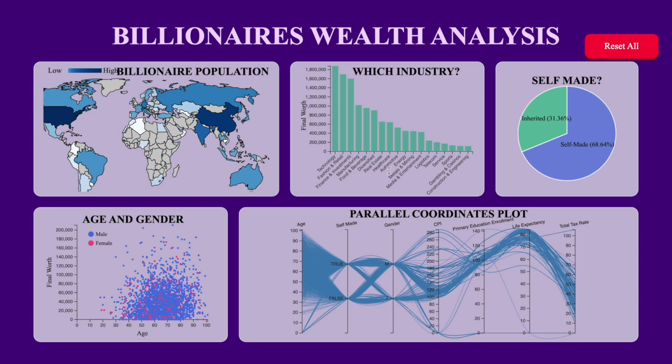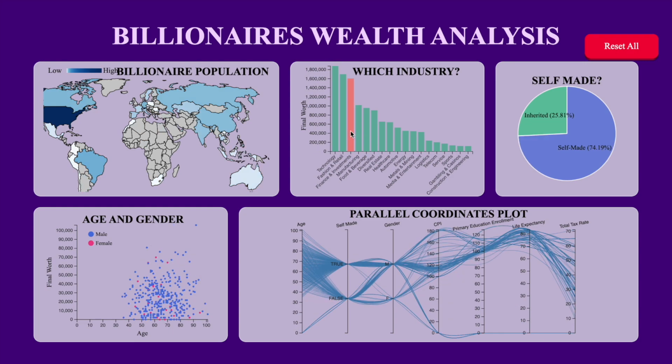We've also added a bar chart where the x-axis is the industry that billionaires belong to and the y-axis is their final worth. Clicking on any of the bars will highlight that particular bar and the other charts are generated based on it. We've also added a pie chart which represents the percentage of billionaires that are self-made and also the percentage that have inherited wealth, and hovering over it will make that particular part pop up.